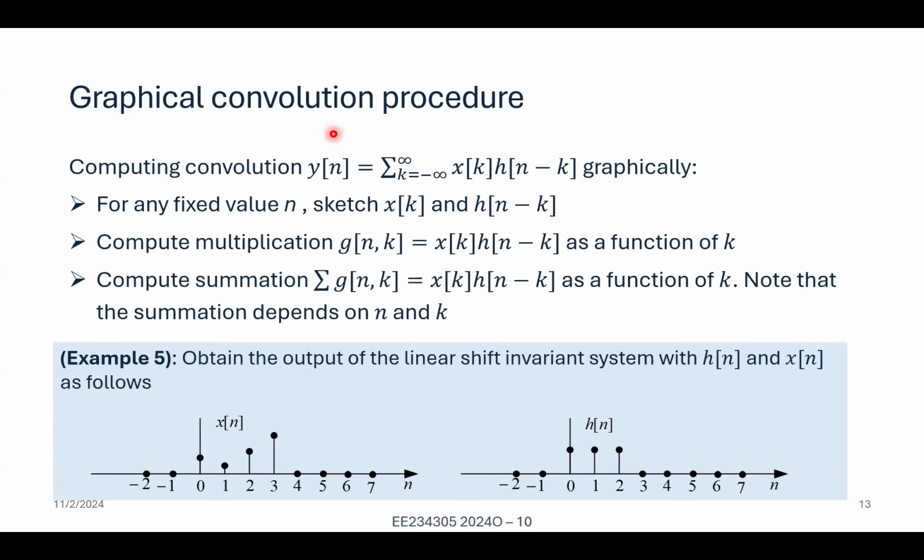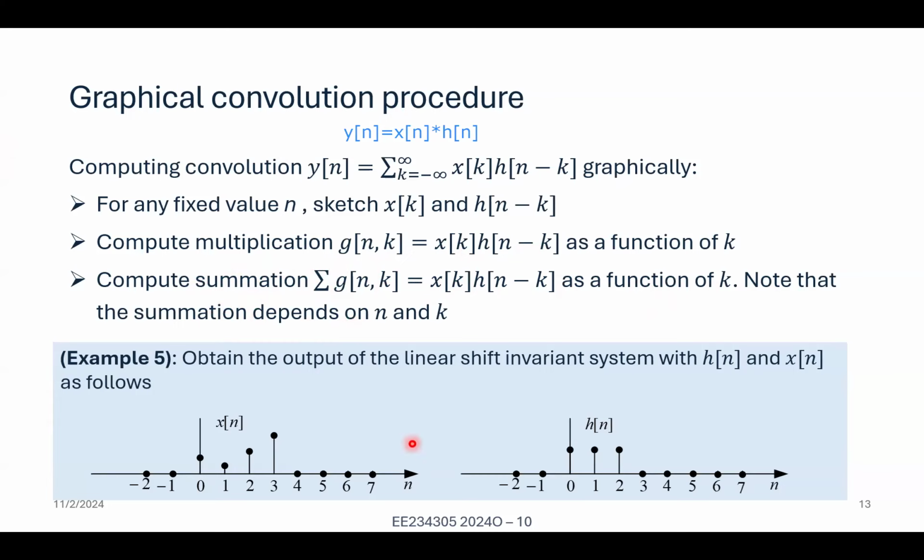Now we try to obtain the graphical convolution procedure using some of the methods that we have in the table. Now we can compute the convolution yn with the sketch of the xk and of the hn minus k. So for any fixed value n, we sketch xk and xn minus k. The signals are in forms of xn, right? So the convolution yn is the convolution between the xn, I'm so sorry, convolved by hn, and we compute the multiplication of this as a function of k, and then we compute the summation as a function of k, and note that the summation depends on n and k.